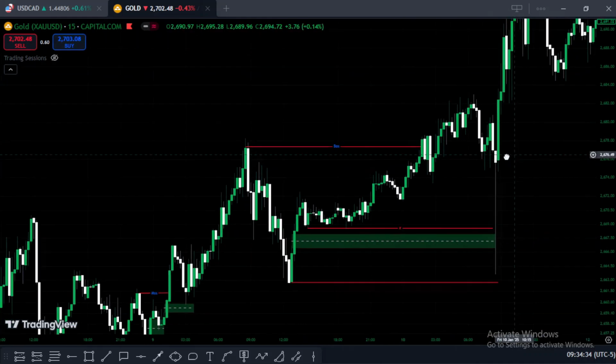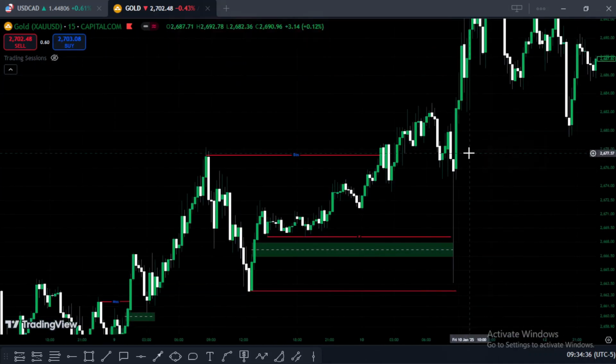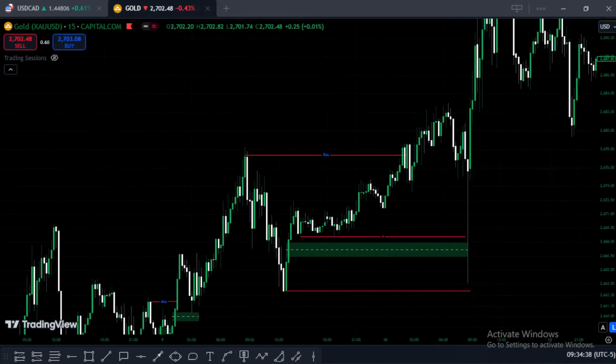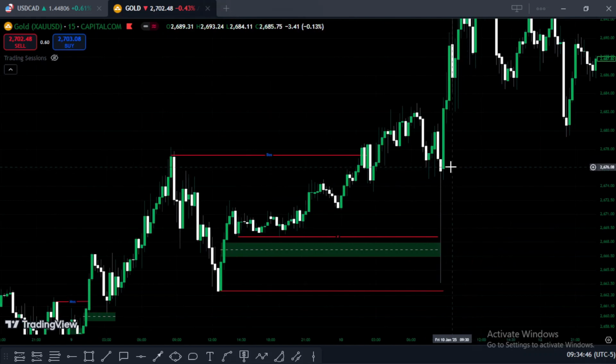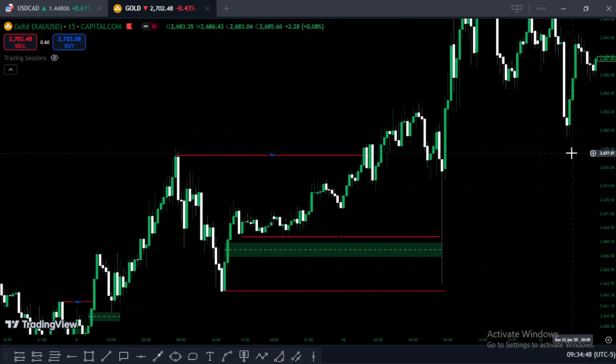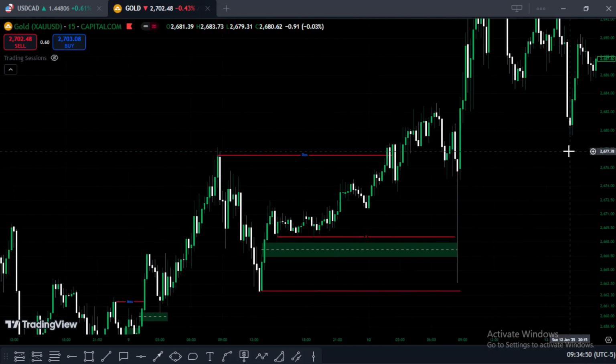Okay, and after that, in terms of entry, after seeing a sweep and respect of the fair value gap, you don't want to be entering over here. So you want to be trading after the news, right? It depends on how you trade. In my case, I don't trade news, I trade after the news.